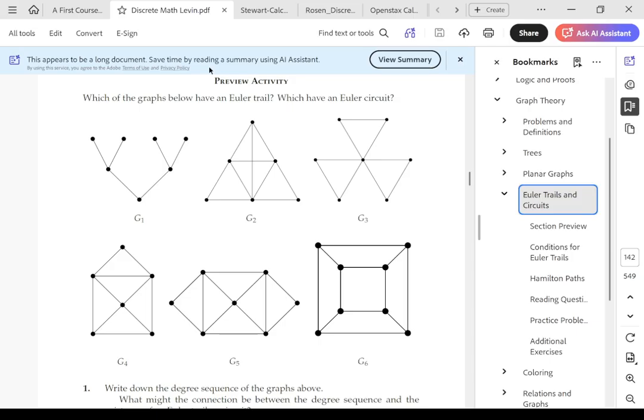Okay, now looking at G5, we can see this is degree 2, 2, 3, 4, 2, 1, 2, 4, 4, 4, all even. So G5 has a circuit and a trail. Okay, and then G6, we can see all these outer ones are odd degree, so there's 4 of them. So we will have neither a circuit nor a trail. Okay, all right.